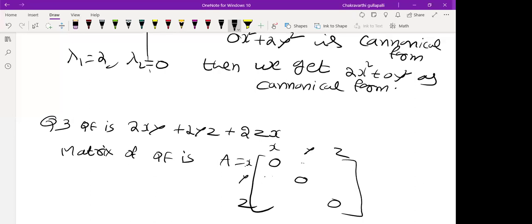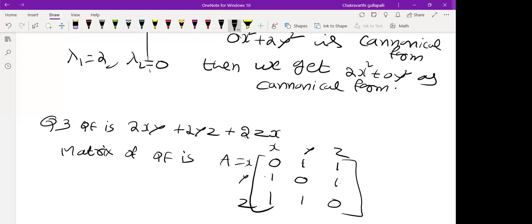Next, this is the xy position, xy, yx. These two should be equal. The xy coefficient is 2, so here 1, here 1. Next, this is the XZ coefficient. The XZ coefficient is 2. Divide by 2. Here 1, here 1, because it has to be symmetric. This is the YZ coefficient 2. So 2 by 2. This is the symmetric matrix, the matrix of the quadratic form.